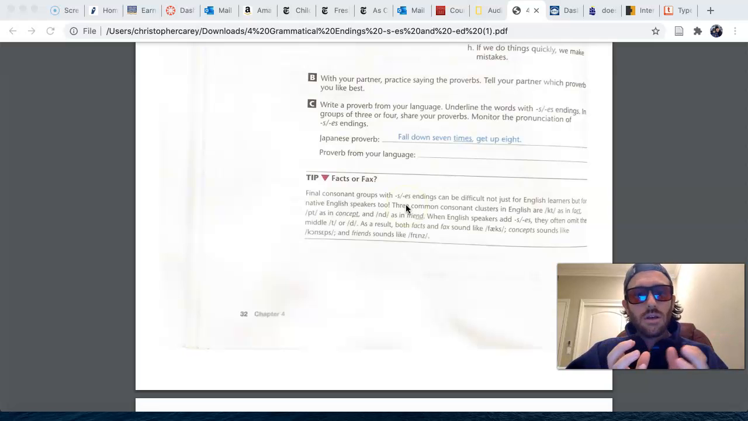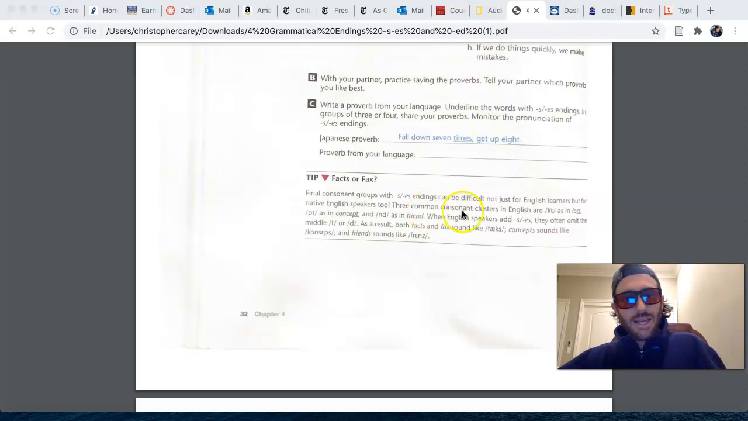There are three common consonant clusters in English: KT, like in fact; PT, like in concept; and ND, as in friend. Oftentimes, when we add S or ES to words that have these consonant cluster endings, what often happens is this middle T or middle D is omitted or reduced.